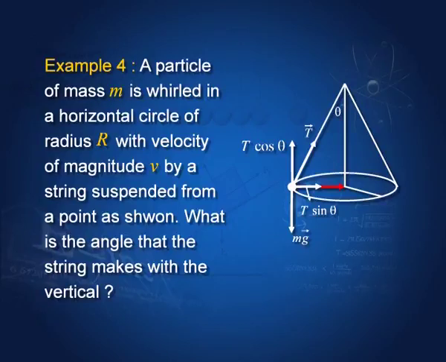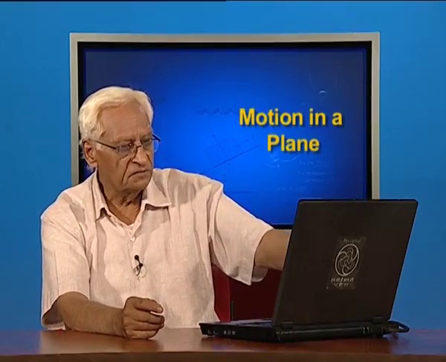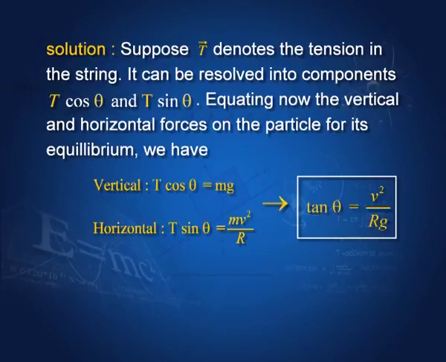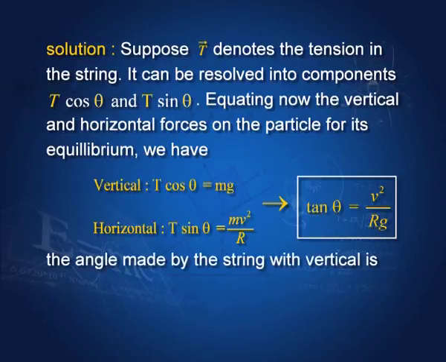So, everything is here. In the vertical direction we have T cos theta equal to mg, in the horizontal direction we have T sin theta equal to mv squared by r, and from this we can find tan theta. Tan theta is v squared by rg. That is, the angle made by the string with the vertical is tan inverse of v squared by rg.